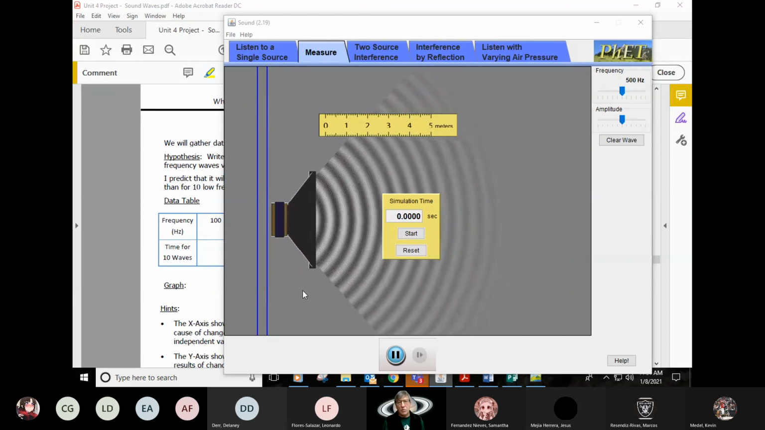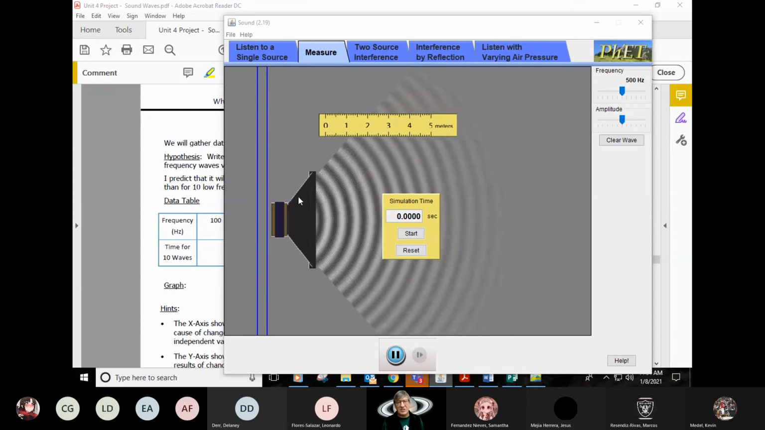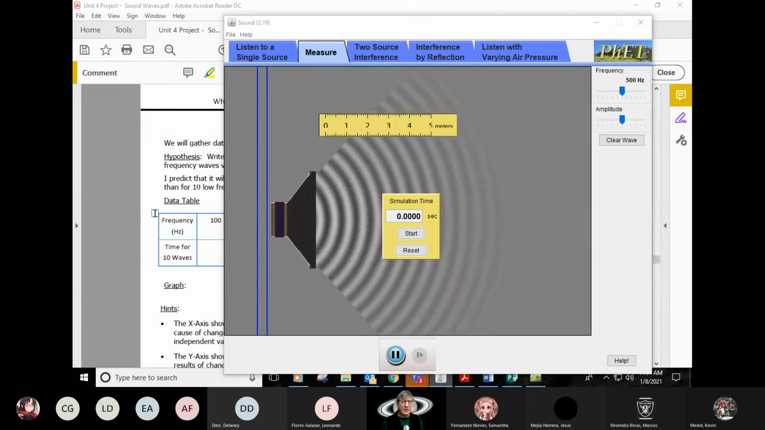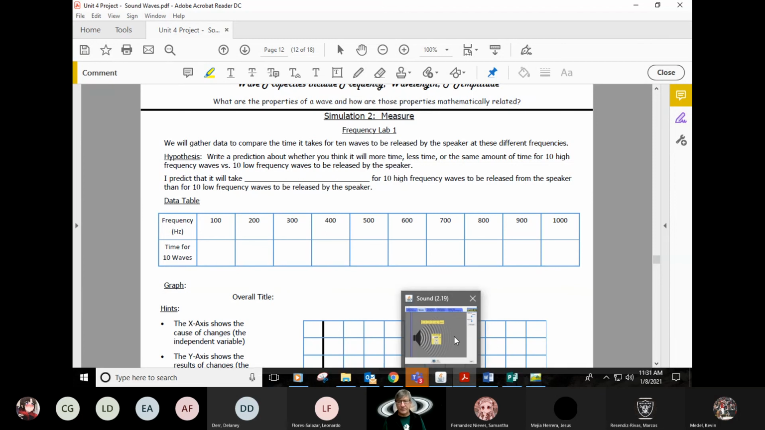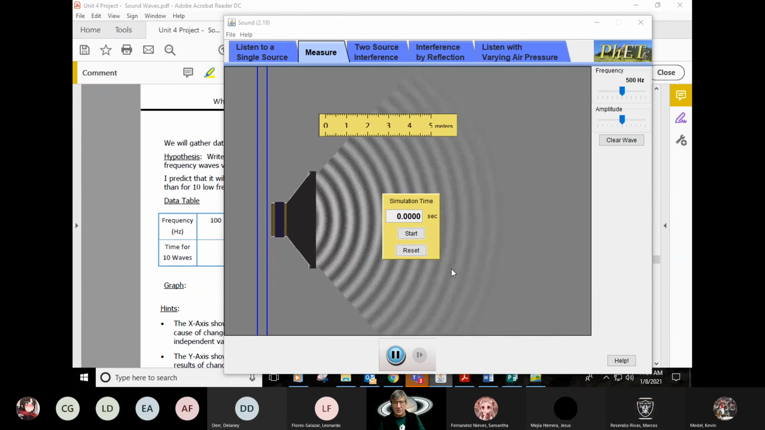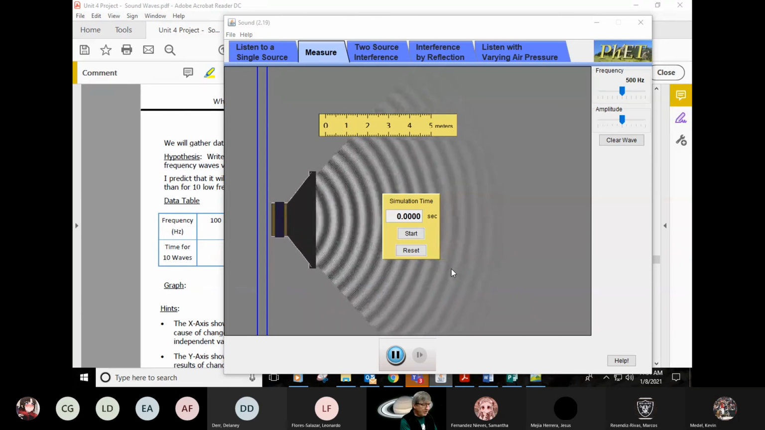But what do you think? Will it take more time or less time for this speaker to release 10 waves? Or will they be the same? Go ahead and fill in your prediction. And then we're going to get started with the 100 hertz frequency. We'll measure the time for 10 waves to be released. All right, it's a little tricky, so bear with me.